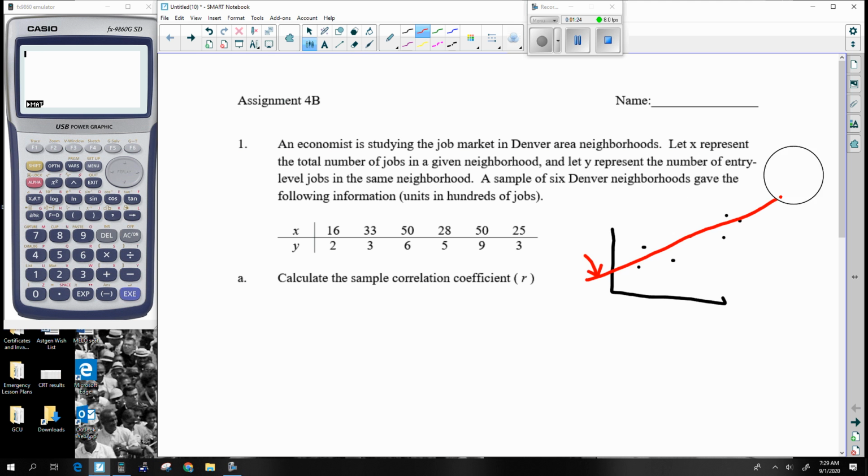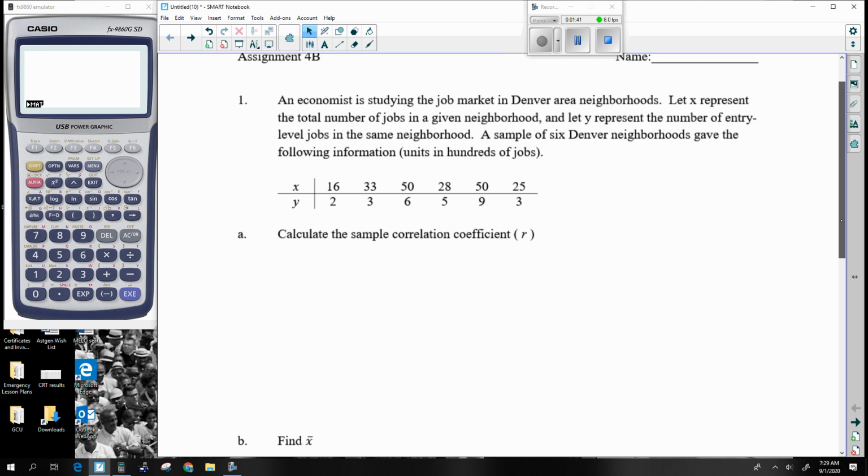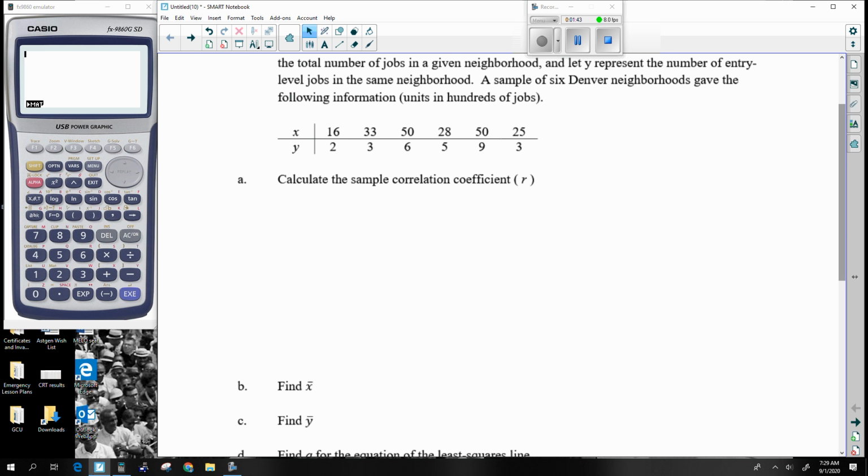So you'll definitely want your formula sheet. You're going to have to be writing down some big time formulas, some of the biggest formulas that I actually know. So let's go ahead and get this party started with question A here.